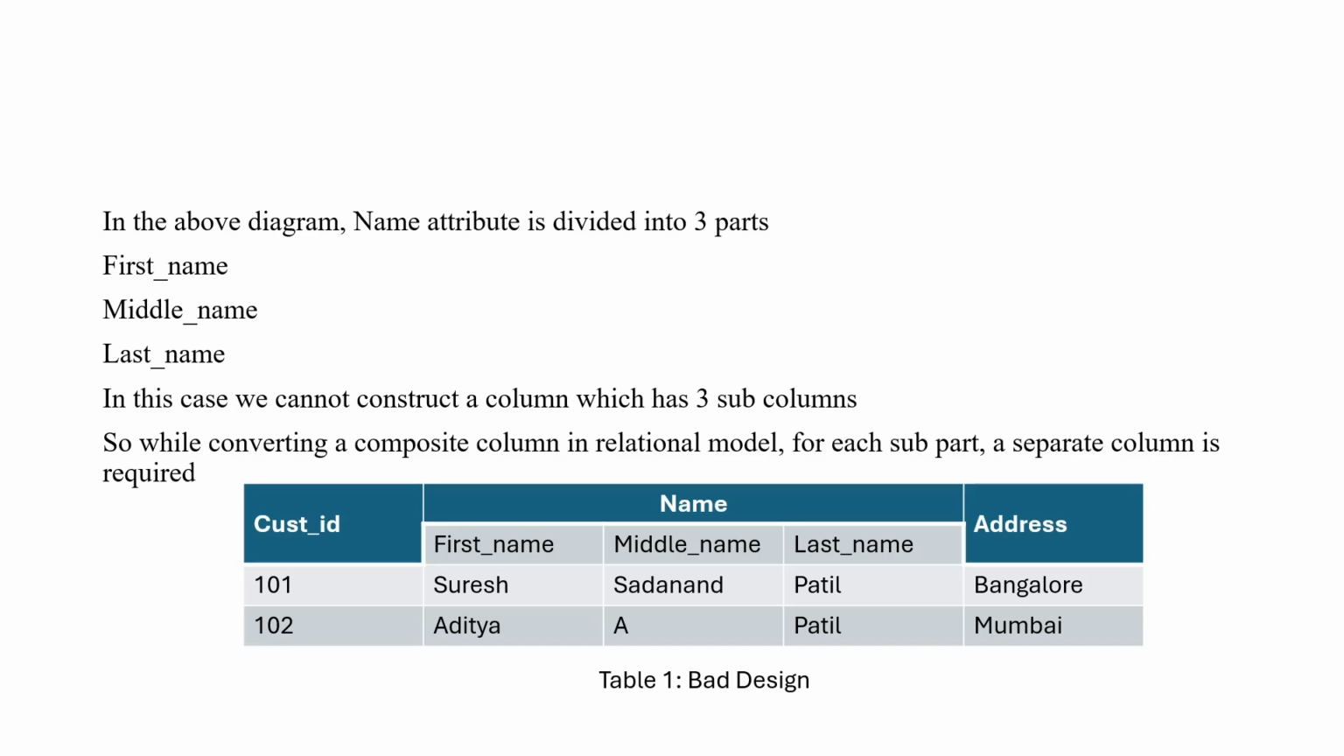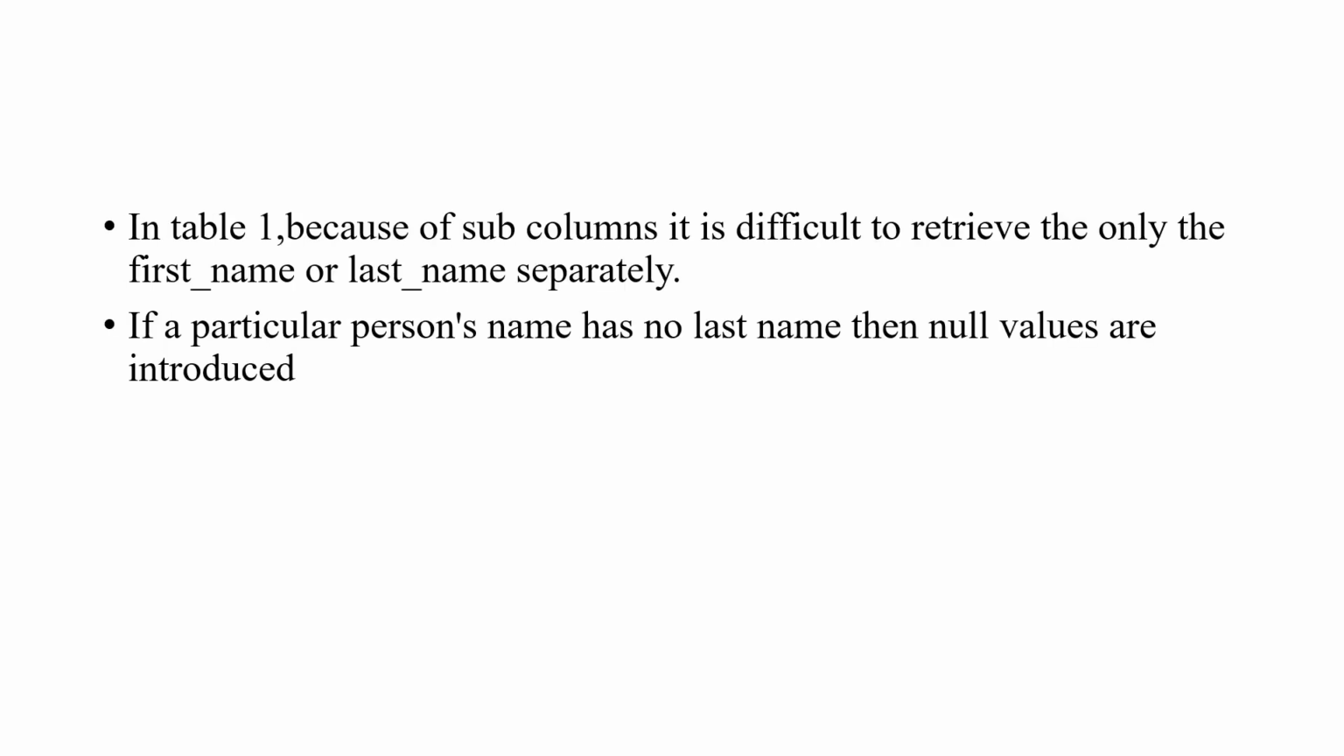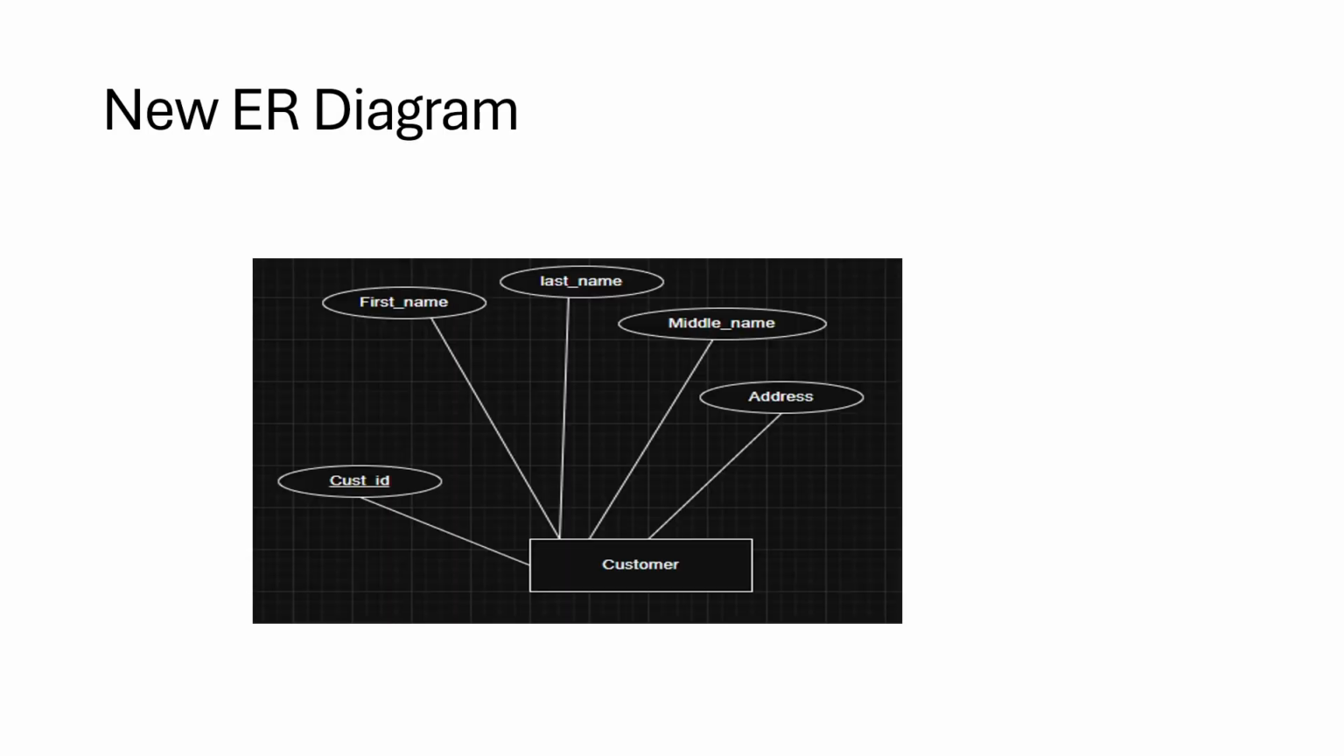Or if I want to retrieve the data of the employees whose last name starts with P, then I cannot put a query on a sub component of name. So retrieval is very difficult. To avoid this situation, we should consider each subpart in a separate column. That makes the retrieval easy. For a good database design, we have to consider each subpart of a composite attribute as a separate column.